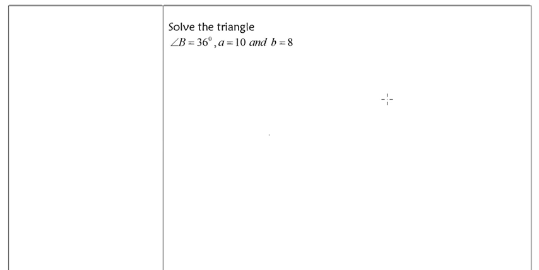All right, here we go. Solve the triangle with angle B being 36 degrees, side A being 10 units, and side B being 8 units. Now solving the triangle means, in case you forget, to find all three angles and all three sides. And so this is actually going to be a pretty interesting problem.